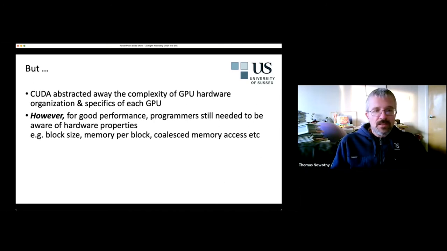But it turns out to get good performance, you still need to worry a lot about optimal block sizes, and that depends on what GPU you have, and you need to make your memory access coalesced, which simply means that threads that are adjacent in terms of their execution also need to go to adjacent memory when they access memory for it to be efficient, these kinds of things. So you have to worry a lot about what's actually happening in the background.